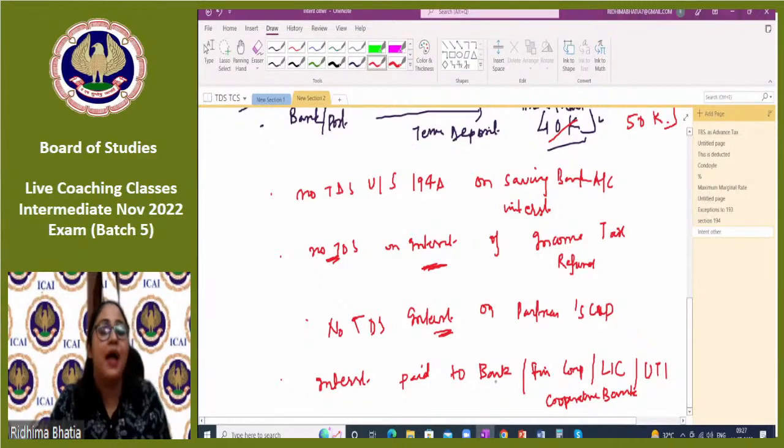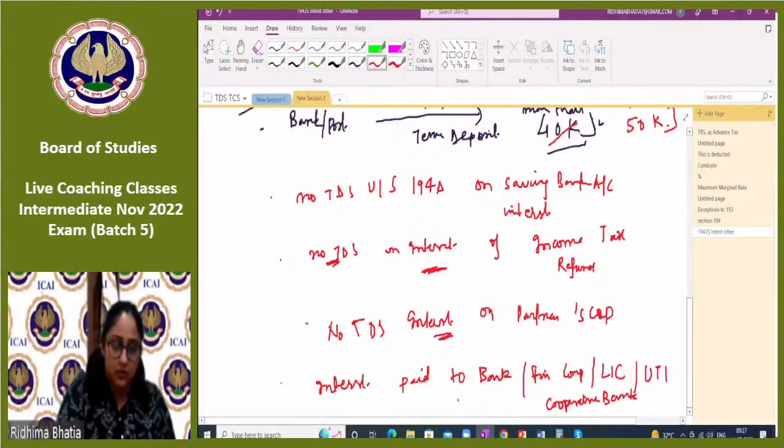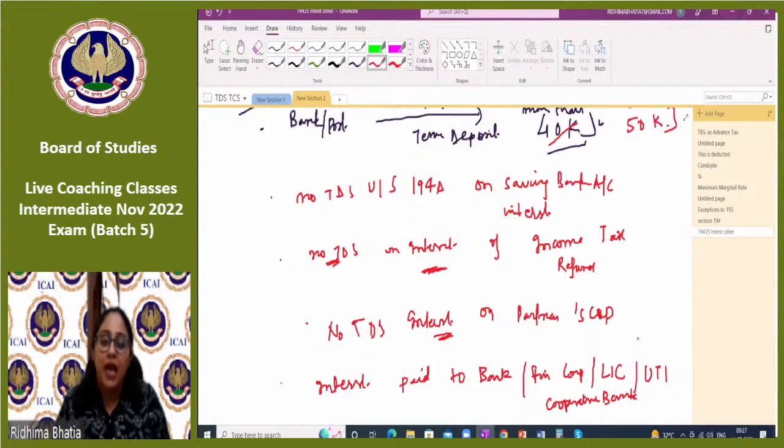Why? Because bank, oh, you are paying the interest on that. It's an exception that no TDS would be deducted. Similarly, LIC से आपने housing loan लिया या LIC से loan लिया against insurance policies, on that interest also no TDS would be deducted.